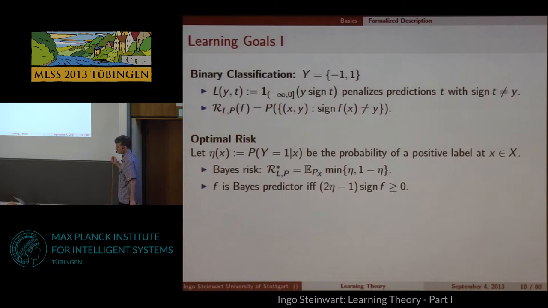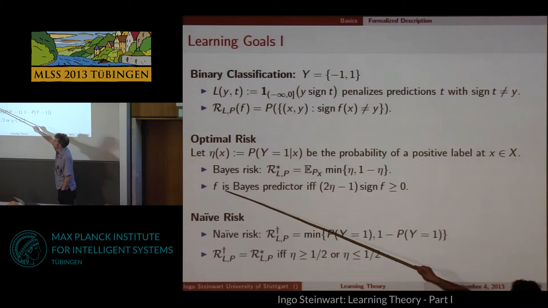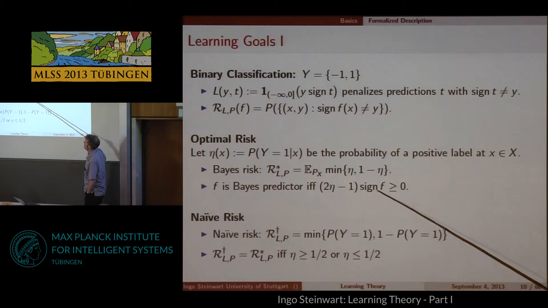Well, and the naive risk, oh, by the way, this is the first example where we see that a base predictor is not necessarily unique, because the only thing which matters is the sign of f. Whether we predict 2 or 3 or 4 doesn't matter because we only consider the sign.